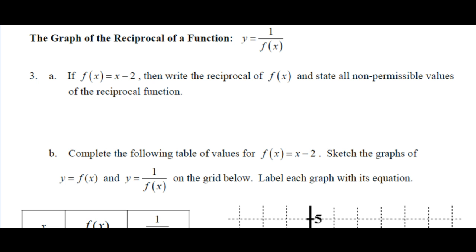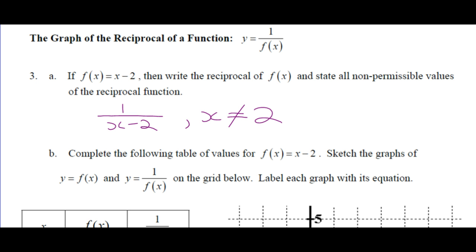All right, what if you want to draw the graph of the reciprocal of a function? So if f of x is x minus 2, what kind of a function is that? Linear. Then write the reciprocal of f of x and state all the non-permissible values. Okay, so what's the reciprocal? 1 over x minus 2. What's the restriction? X cannot equal 2, right? Okay, reciprocal, nice and easy, right? We just write it as 1 over.